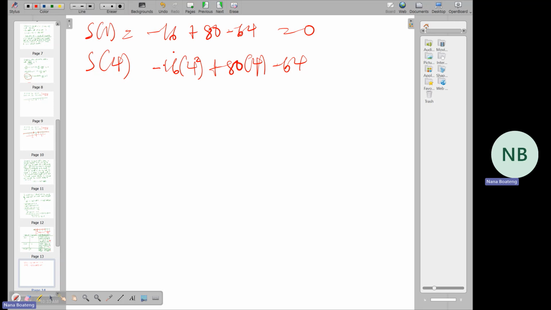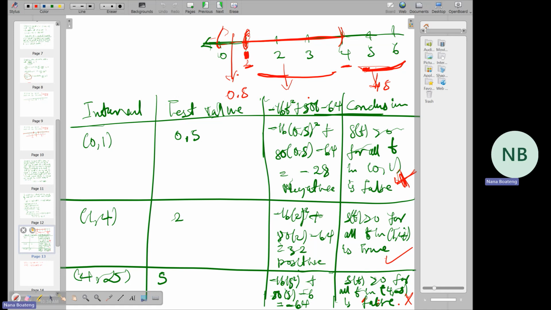Let's evaluate this on our calculator. So minus 16 times 4 squared, which is minus 16 times 16, plus 80 times 4, minus 64. So that also gives us a 0.